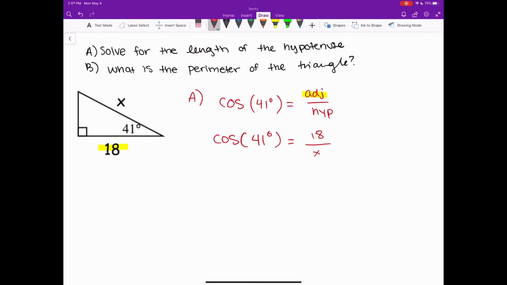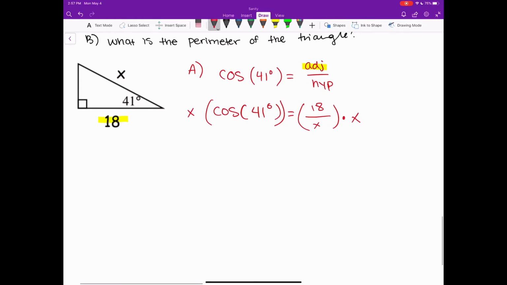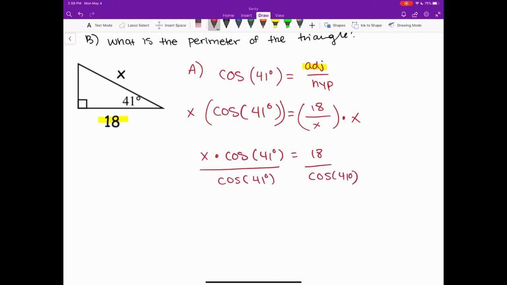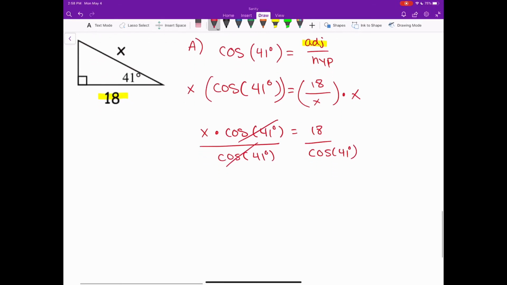Now just solve for x. So I'm going to get x out of the denominator. I'm going to multiply by x on both sides. All right, and that gets me x times cosine of 41 degrees equals 18. And then I'm just going to divide by cosine of 41 degrees on both sides. That's not 410, that's 41 degrees. All right, so that cancels out, and then I have x equals 18 over cosine of 41 degrees.